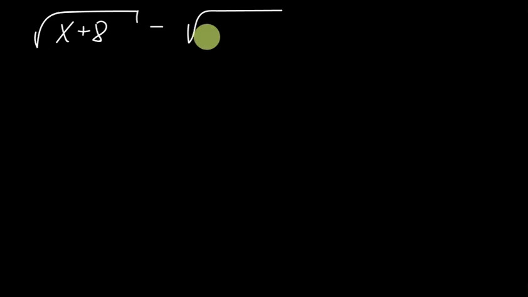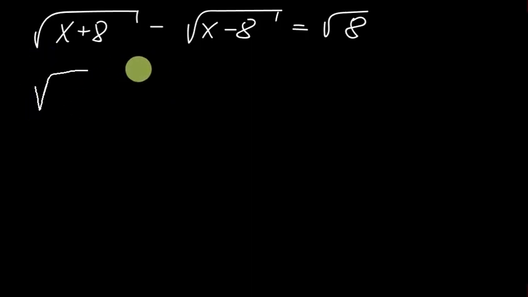Let's say we have x plus 8 minus the square root of x minus 8 is equal to the square root of 8. Now, what do we do in this case? I would suggest isolating the square root. So let's move this square root to the other side, so there wouldn't be any minuses here. It would make our algebra easier.